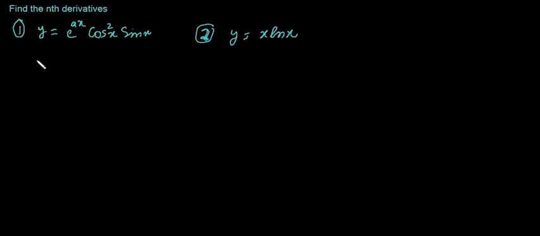Bismillahirrahmanirrahim. In this lecture, we are going to discuss some of the n-th derivatives and differentials of functions. Here we will find the n-th derivative of the function y equals e^x cos²x sin x, and the other function is y equals x ln x. So let us see how we do this.